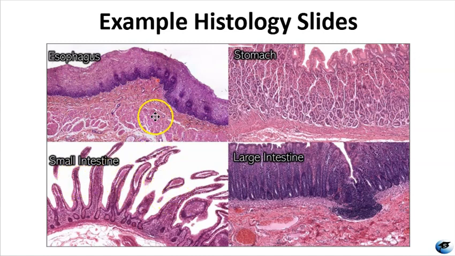You have these epithelial transitions happening at the beginning of the digestive tract in the esophagus, and then again at the end in the large intestine. And then in the stomach here, you can see the columnar epithelial cells.